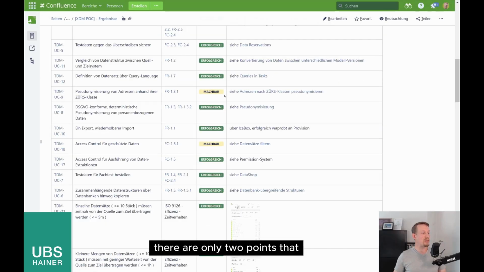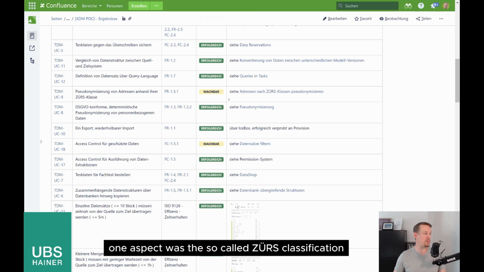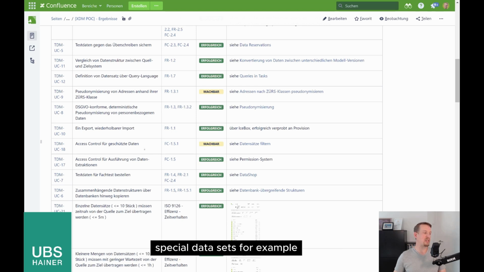There are only 2 points that XDM could not provide out of the box, but that was absolutely fine to us. One aspect was the so-called source classification. That is a specific of estate insurances. And the second one was an access control for special data sets, for example, when it comes down to questions for the healthcare insurances.